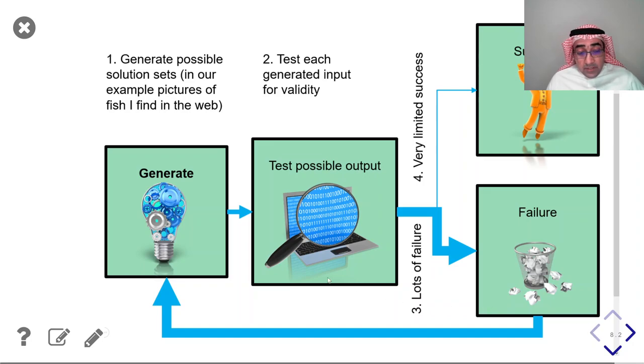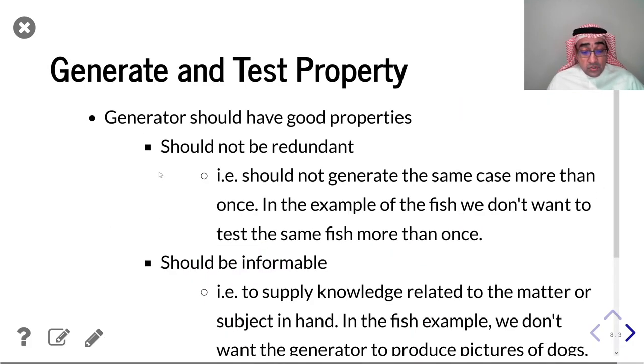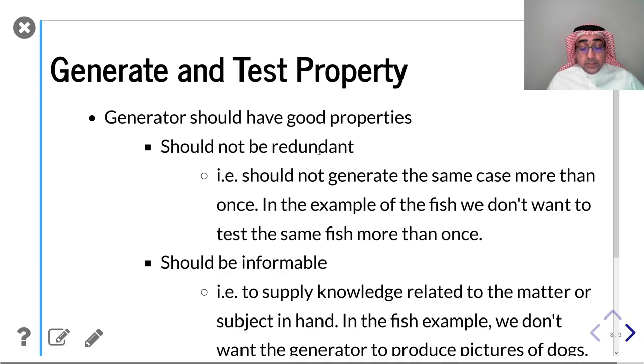So this is basically the generate and test, okay? So you generate all the possible inputs that you can have. Now, for this generator, there have to be some properties, okay? And what are the properties of the generator? It should not be redundant. What do we mean by redundant? It should not generate the same thing twice. This is what we mean by redundant.